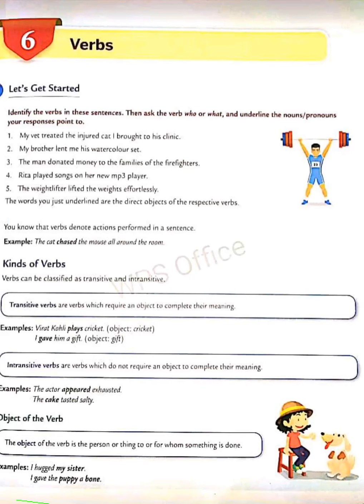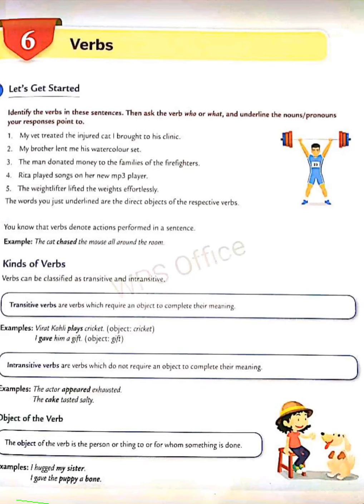Then we have intransitive verbs. They do not require any object to make complete sense. Just look at the definition. Intransitive verbs are verbs which do not require an object to complete their meaning. Yes, they simply end with the verb only. For example, the hungry baby has been crying since morning. Here the verb crying is itself enough. There is no other object or word which makes its meaning clear or complete.